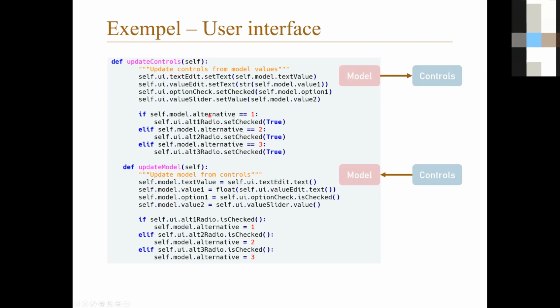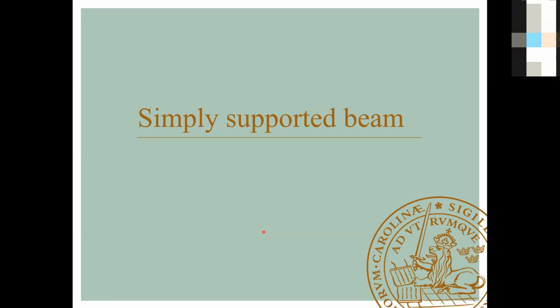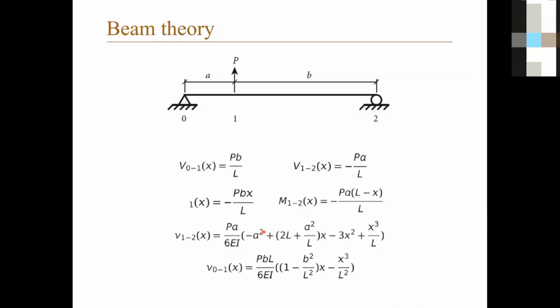If you have radio boxes or checkboxes, you need to check if the model value is 1, then I have to set checked. The other way around, if radio is checked, then I set the model to certain values. So this is a clean separation between model and the user interface. To illustrate how this could work, because I have a mechanics background, I will implement a simply supported beam. It looks something like this. I have my computation model here for calculating the moments, the sectional forces, and the displacements.